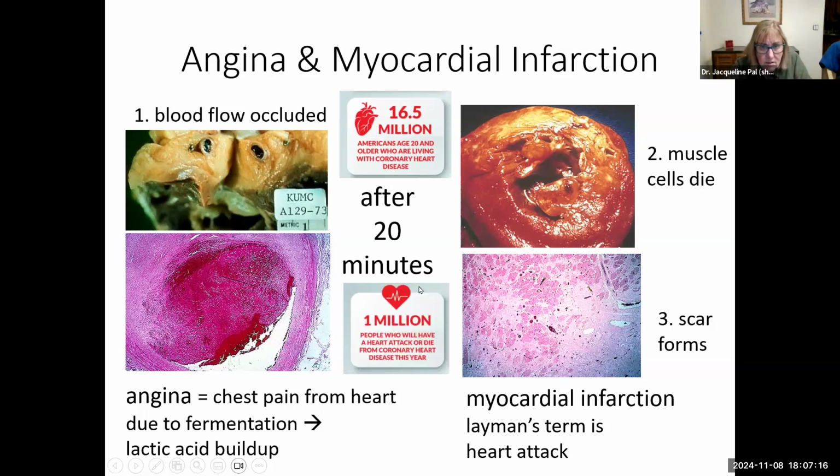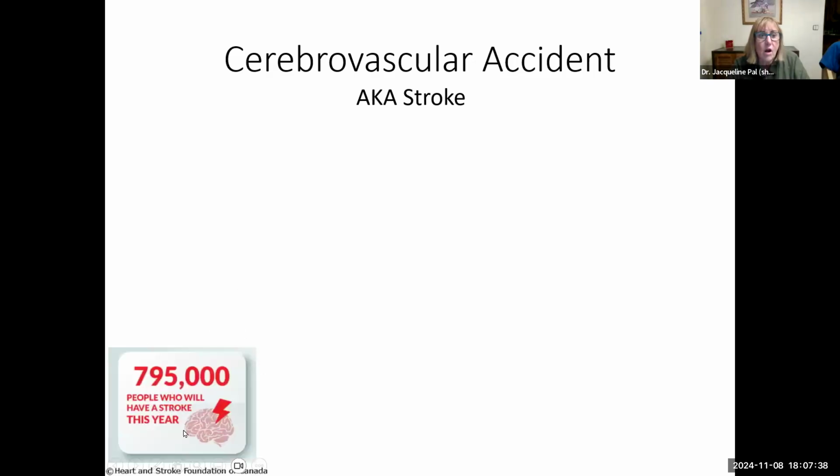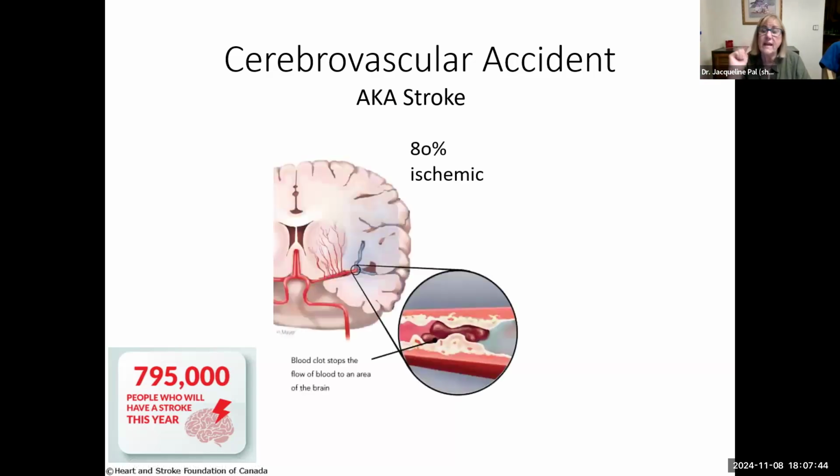All right. And so there are 1 million people who will have a heart attack or die from coronary heart disease every year in the United States. Now, a cerebrovascular accident: cerebrum, the main part of your brain, vascular, the blood vessels. This is what the layman calls a stroke. And there are almost 1 million people in the United States who have a stroke every year. There are two types of stroke. 80% of the strokes are what we call ischemic strokes.